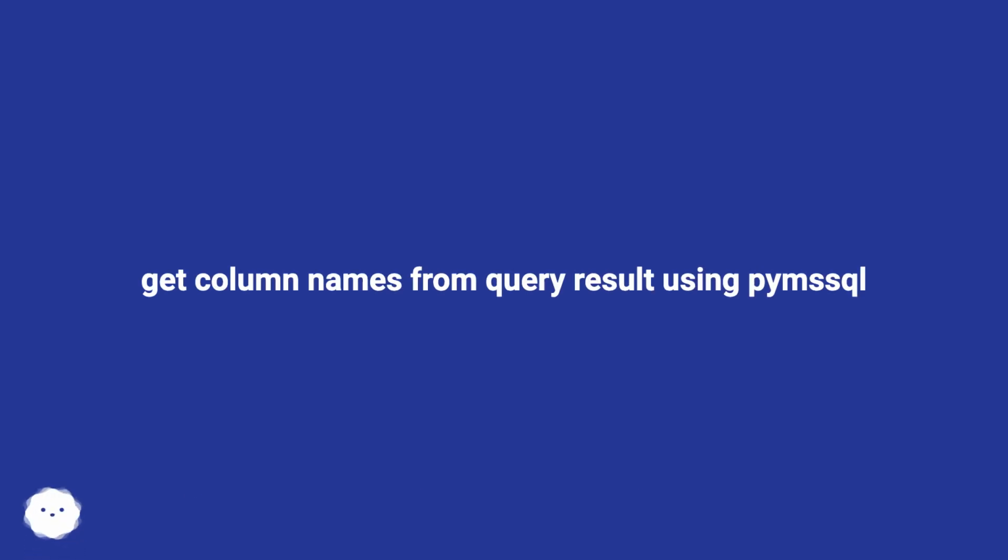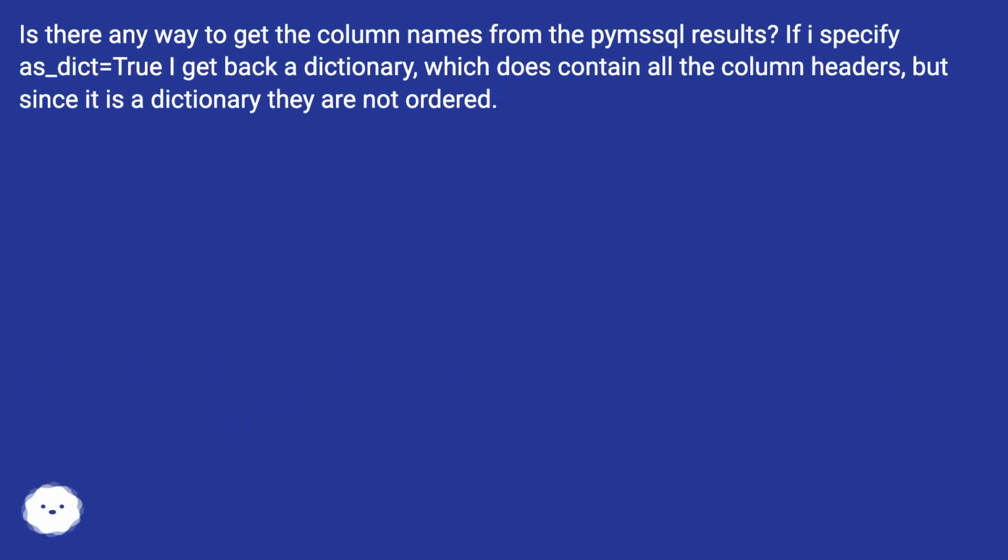Get column names from query result using Pymssql. Is there any way to get the column names from the Pymssql results? If I specify as_dict equals true, I get back a dictionary, which does contain all the column headers, but since it is a dictionary, they are not ordered.